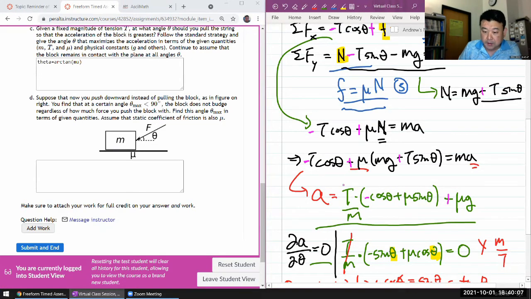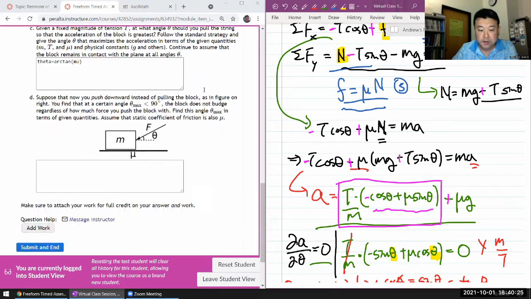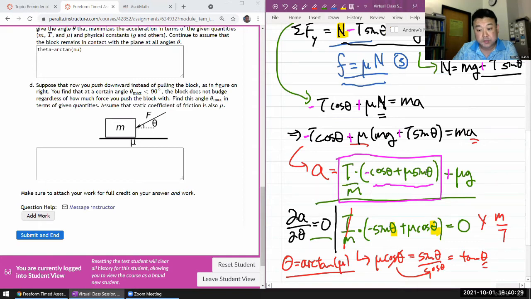When you look at this portion of the expression, you can make it so that this thing goes to zero. And if it did, then regardless of how large t is, if this term adds up to zero, then your acceleration will be zero, as in it won't budge. So I think that's exactly what I'm looking for. This sets the condition that minus cosine theta plus mu sine theta is equal to zero. That's the condition that'll give you the situation where no matter how large a force you push it with, it won't budge. Because with the increase in normal force, the increase in friction will leave it unable to move.